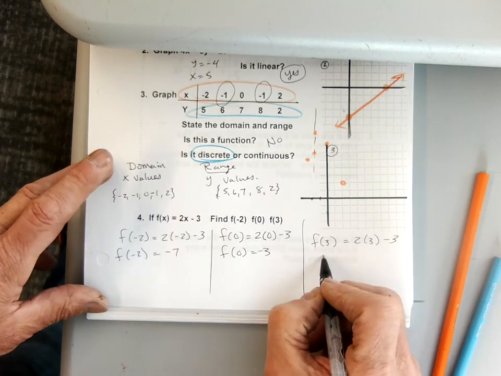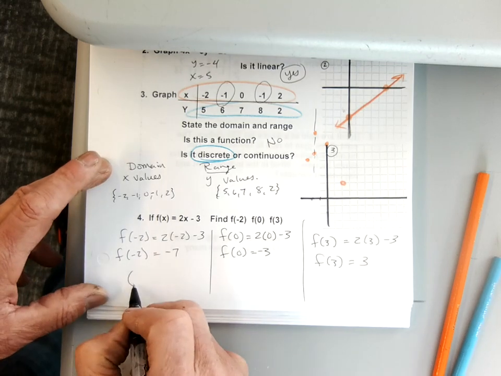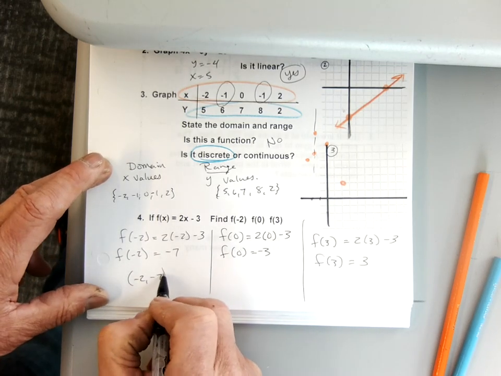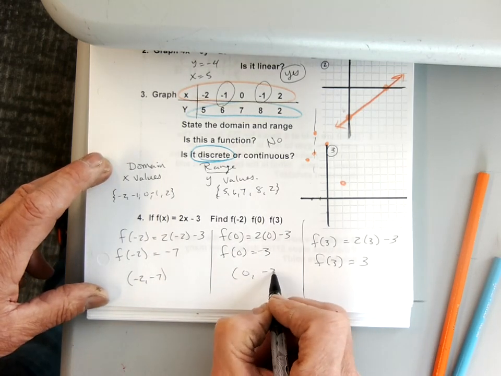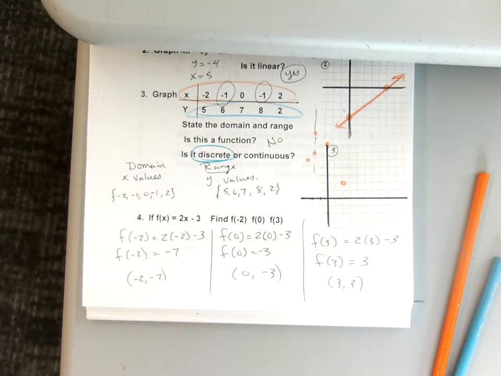6 minus 3, and I get 3. These are really points on a graph.